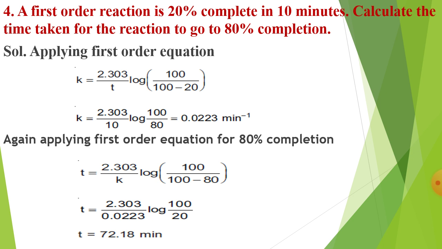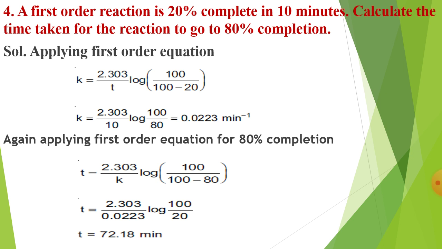So now putting the value of this, we can find the value of k equal to 0.0223 minute inverse. Now use this value of k to calculate the time required for 80% completion. Here the reaction is first order, that's why k does not depend upon the concentration of reactant. That's why k is the same for both the reactions.